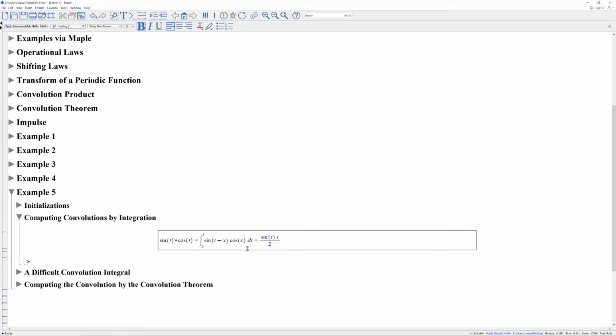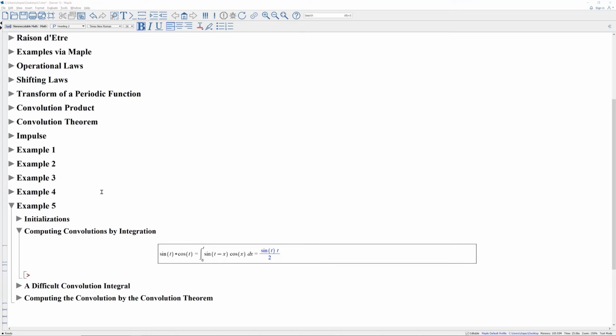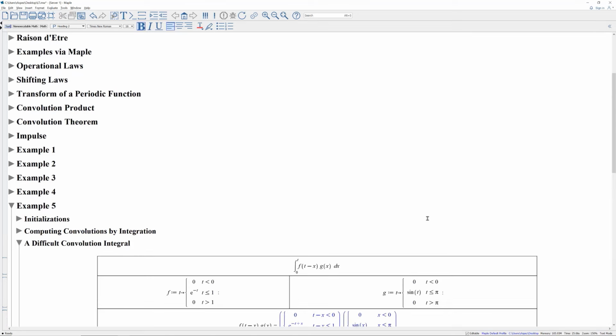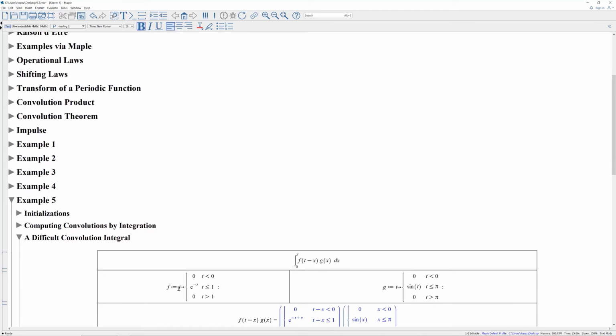This integral can be done in Maple. It can also be done by hand using calculus. Here's the answer: t over 2 sine t. So here's a convolution that can easily be done either with Maple or without Maple. Here's a more difficult convolution to obtain. We'll use this integral, f of t minus dummy, g of dummy. Here is the function f. Here's the function g. They're both piecewise.